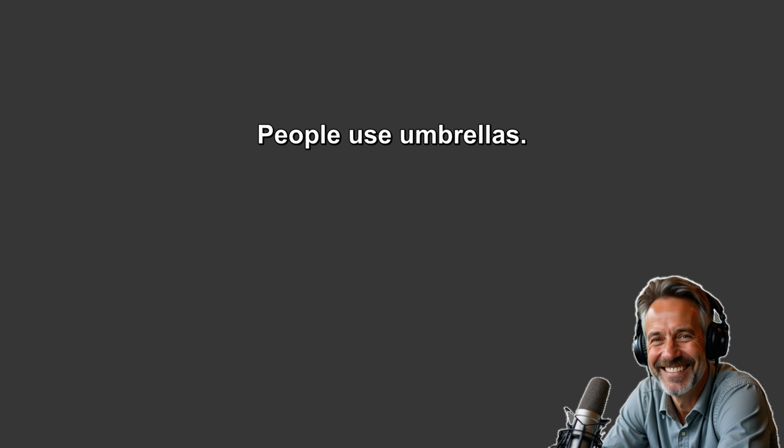Example of present continuous. Repeat after me. It is raining now. I am sitting in the cafe. She is reading a book. Example of past simple. Repeat after me. It rained yesterday. I left my umbrella at home. The storm woke me up.